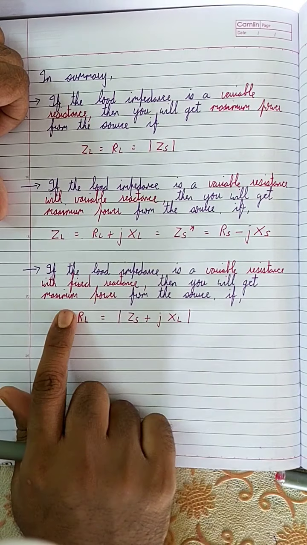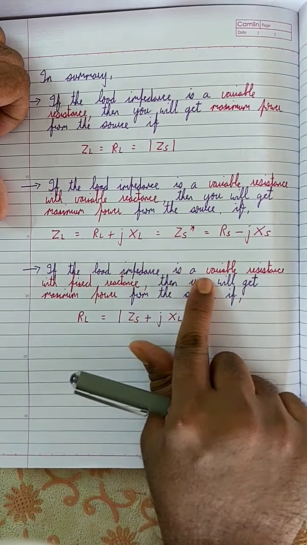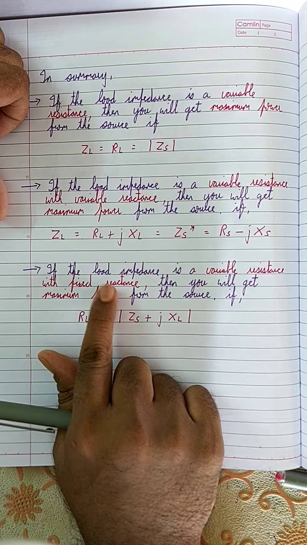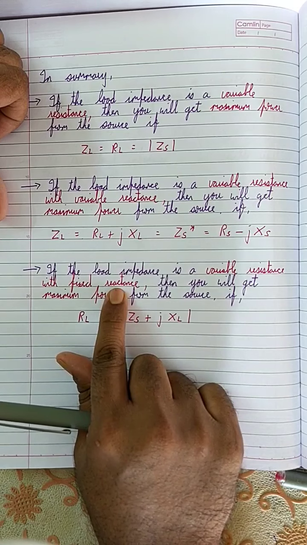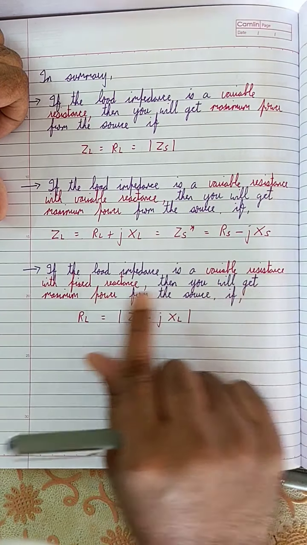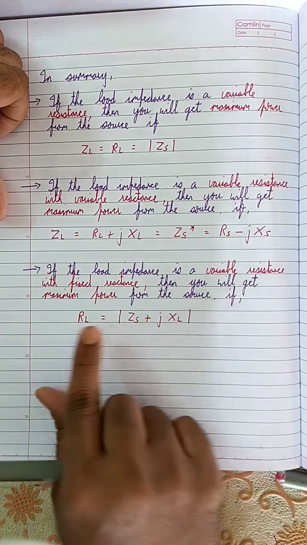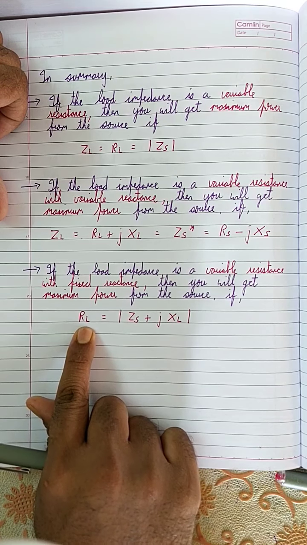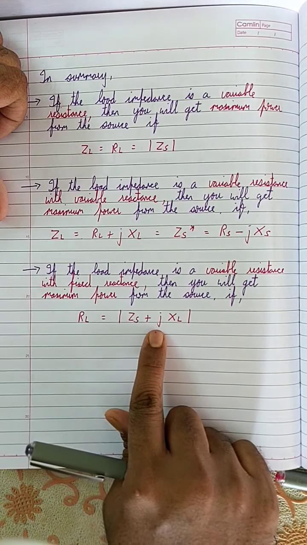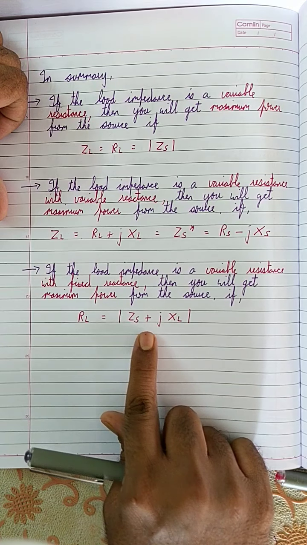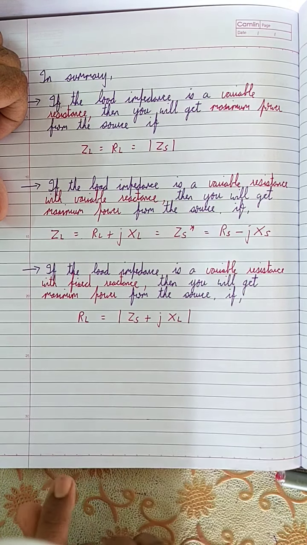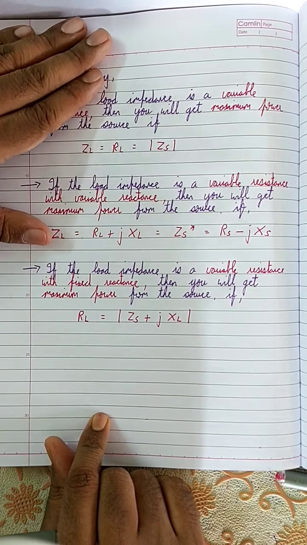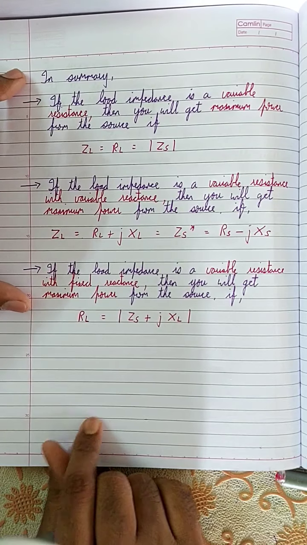Now in the third case, if the load impedance is a variable resistance with a fixed reactance, which means you cannot change the value of the reactance, then since only the resistance is variable over here, only RL can be changed. Therefore RL must be the magnitude of ZS plus jXL. So these are the three cases you need to look out for.